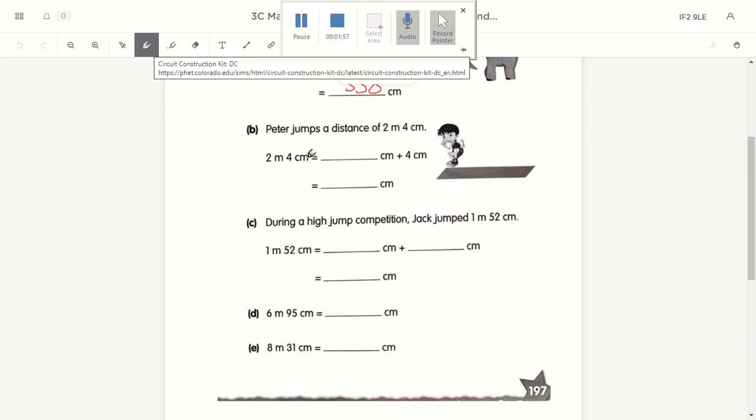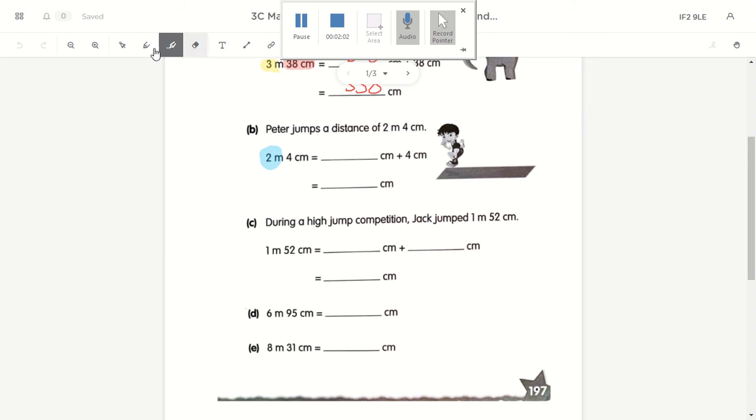2 meters and 4 cm, I convert these 2 meters first, and I know 2 meters is 200 cm. So 200 plus 4 equals 204. I think this is quite straightforward. Now after that, 1 meter 52 cm, same. I convert the 1 meter first. So 1 meter becomes 100 cm. 52 cm over here. Add together, you get 152 centimeters.